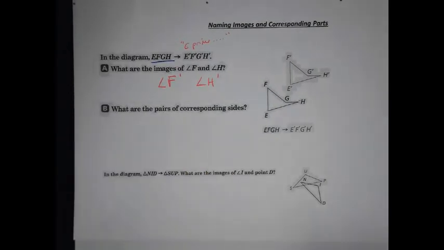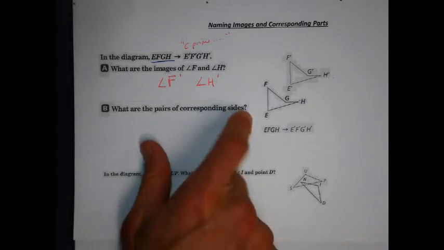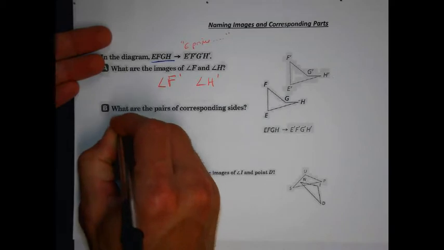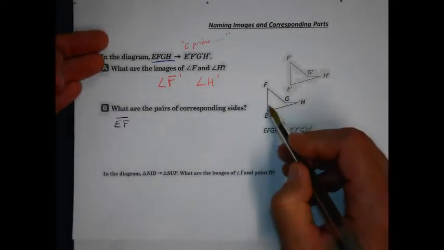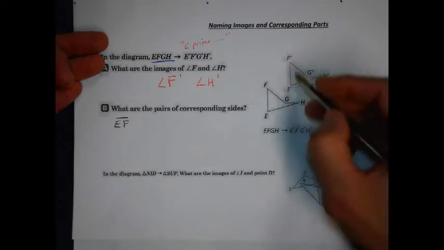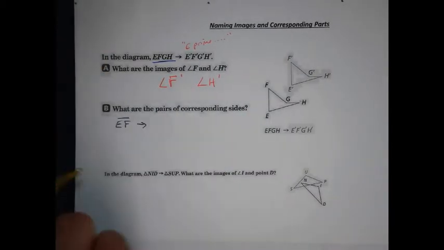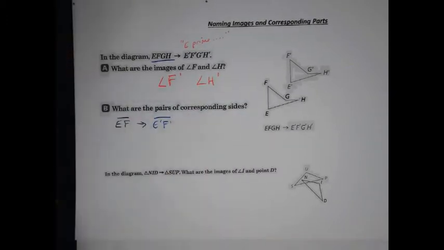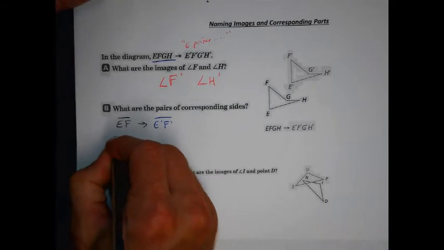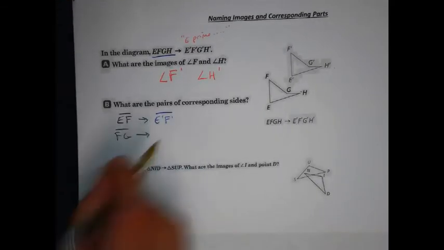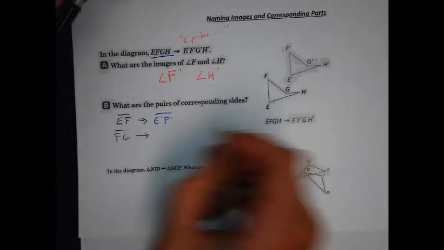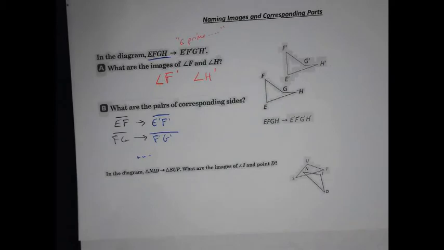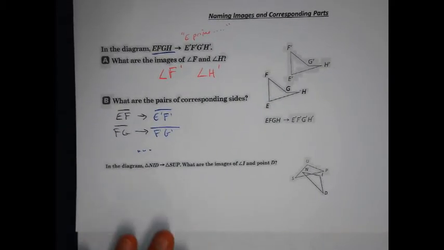Now, what are the pairs of corresponding sides? Let's look at first one side. Let's take side EF. What is EF going to have as an image? Well, E prime, F prime. That's exactly how simple this is. Then we have FG. FG is our pre-image, so its image is F prime, G prime. That's how easy it is. I'll just say dot, dot, dot. You can finish that on your own. I just wanted to display how simple that was.